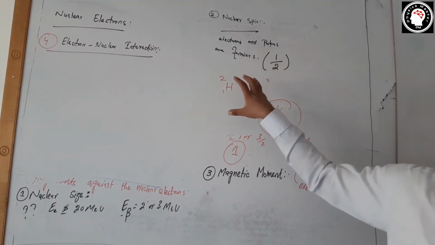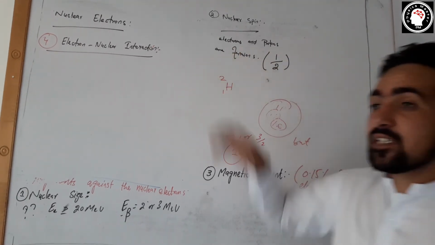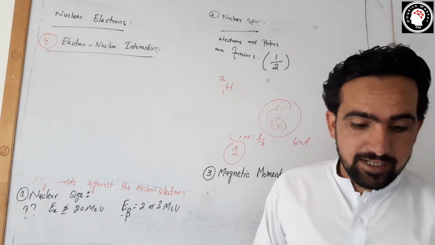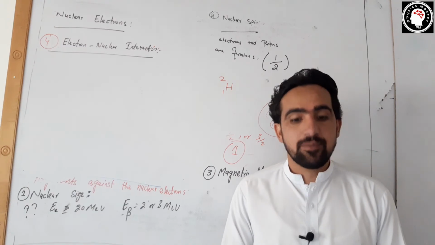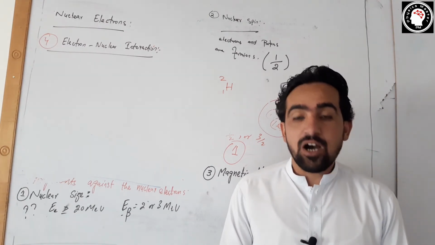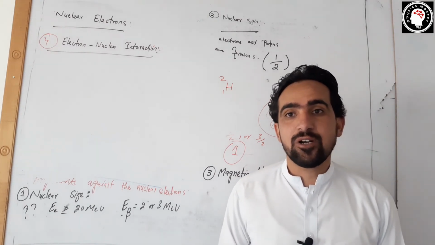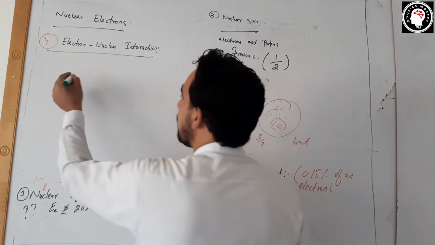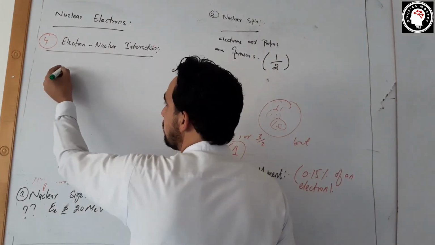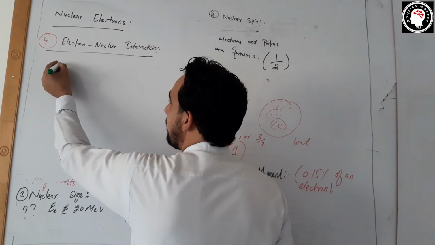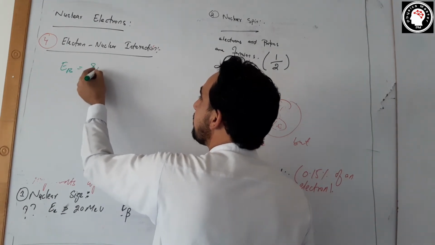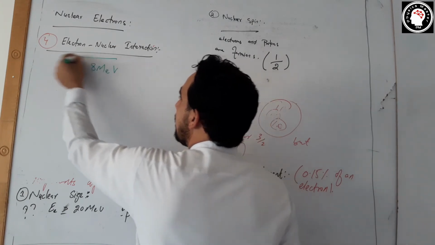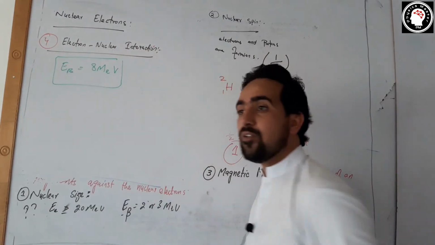The forces that hold constituents of a nucleus together lead to a binding energy of around 8 mega electron volts. So constituents of a nucleus are bound together by a binding energy of 8 mega electron volts, which is a huge amount of energy.